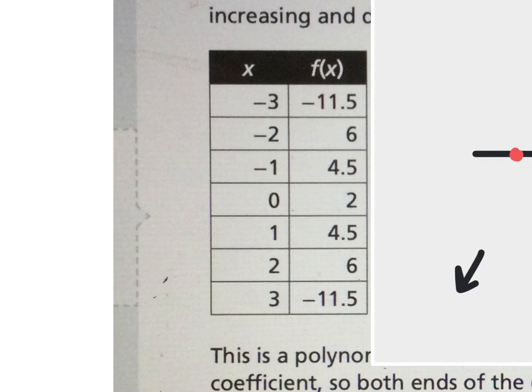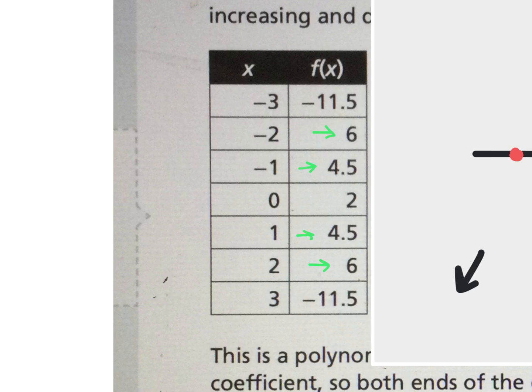Okay, one more thing I want to go over with you is this table. What I want you to see is some patterns that are happening that help us interpret what might be going on in the graph. A few things. One, right off the bat, I noticed some symmetry here between the 6, 6, the 4.5, 4.5. I also notice that somewhere between these 2 values, I'm going to cross the x-axis because I'm going from negative to positive.